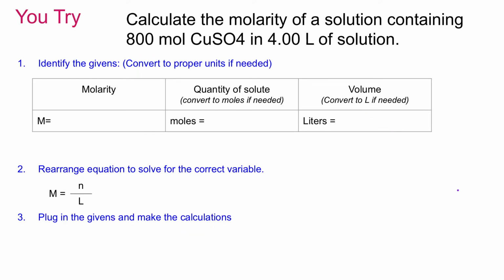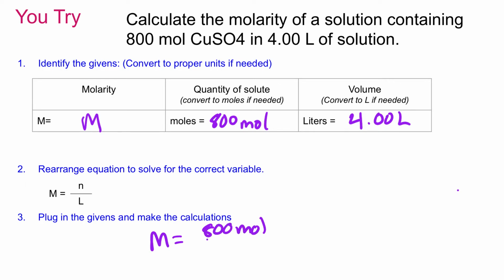Calculate the molarity of a solution containing 800 moles of CuSO4 in 4 liters of solution. In this example, it already gave us 800 moles of our solute, and it already gave us our unit in liters, so we don't have to do any conversions first. We don't need to rearrange our equation because M equals n over L, and I'm trying to find M. Plugging in my numbers, M is equal to 800 moles divided by 4 liters, which is equal to a 200 molar solution.